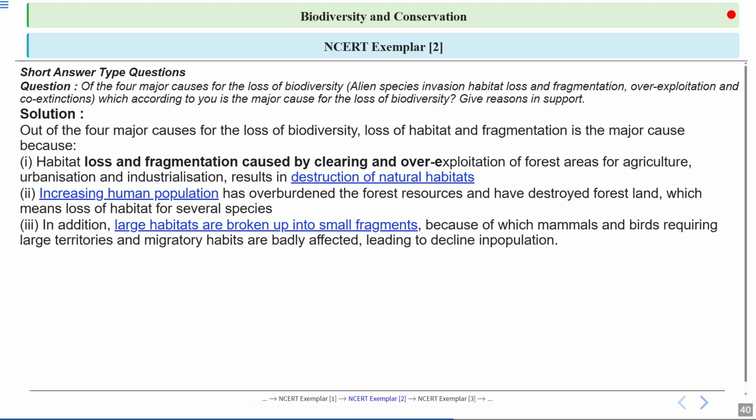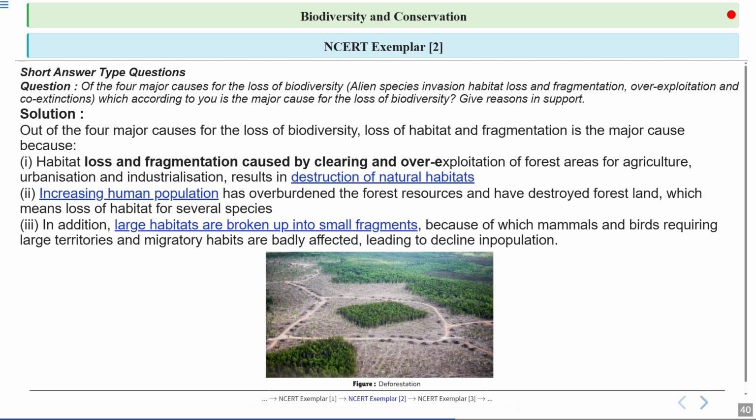Now, when large habitats are broken into smaller pieces, it harms animals like mammals and birds that need big spaces to live and move, especially those that travel long distances, meaning migrating animals. These animals struggle to find enough food, mates, and safe areas, which causes their numbers to drop. So, you can see deforestation. This is habitat loss due to deforestation.